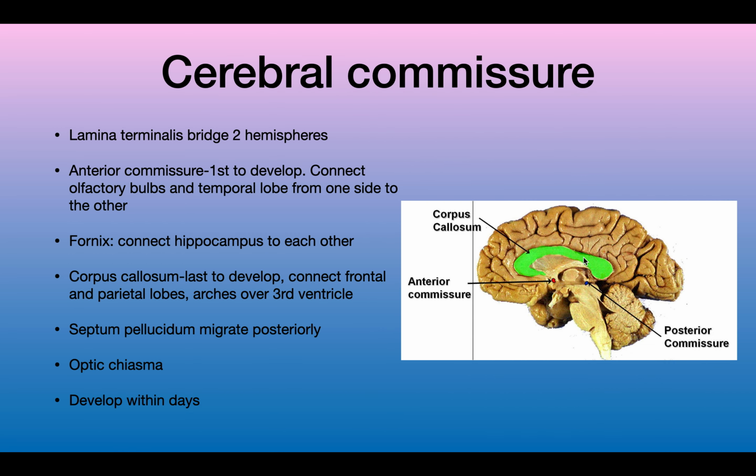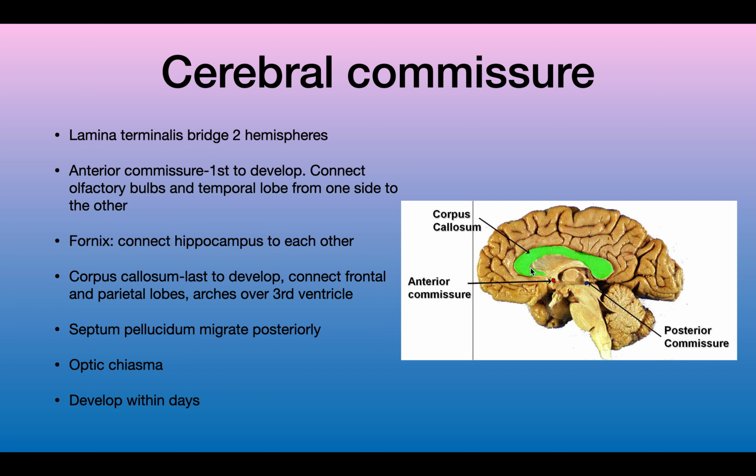The commissures are going to bridge the two hemispheres. The anterior commissure is the first to form, and it connects the olfactory lobe and the temporal lobe from one side to the other, so on both sides of the brain.